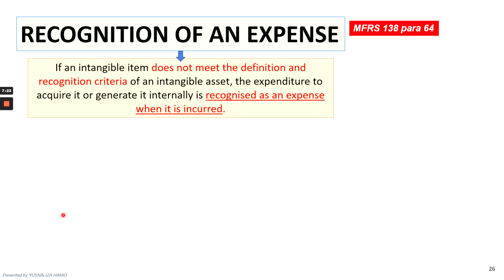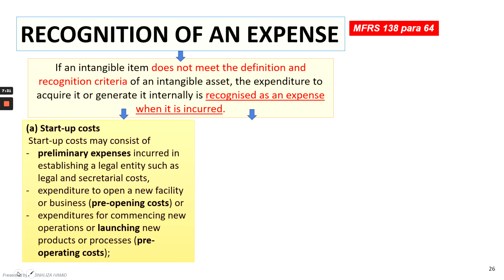Next one is to look at what are the examples of those items. These are the ones being listed in the MFRS 138. Items like start-up expenses, pre-opening costs, launching of a product, launching of a process, of a service. These are all operating costs.